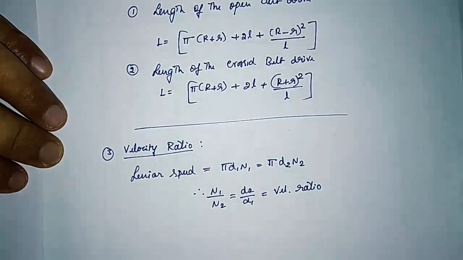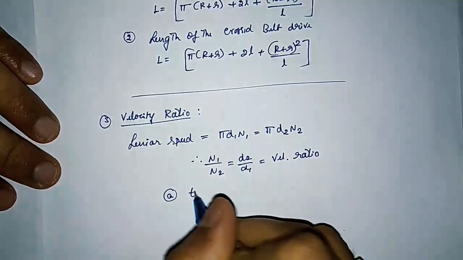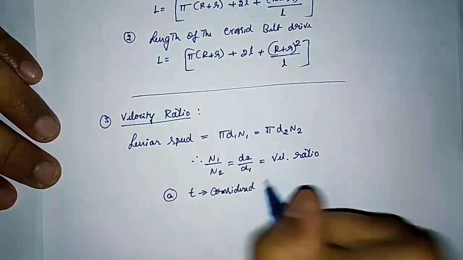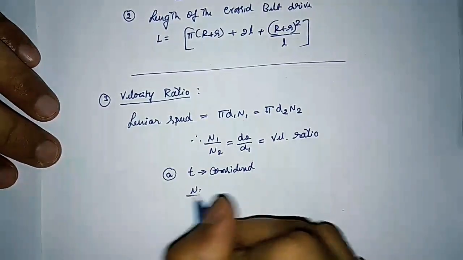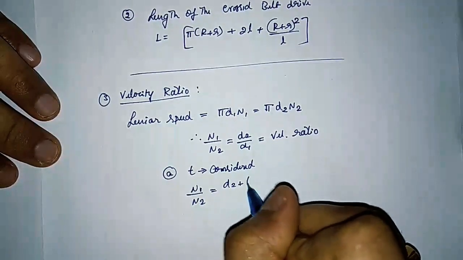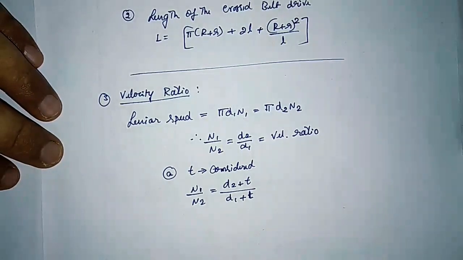Now here we will discuss three different cases, starting with A, that is when t is considered. t is nothing but the thickness of the belt, which will remain the same throughout the length of the belt. So when thickness is considered, n1 by n2 is equal to d2 plus t divided by d1 plus t.